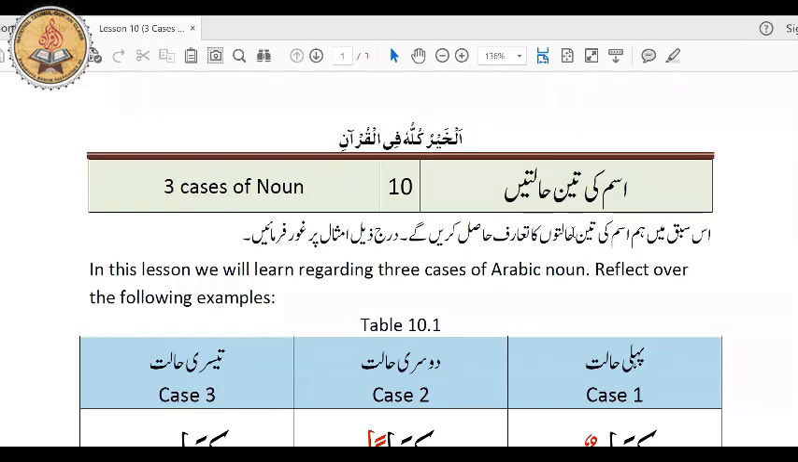Now, in the last class we covered lesson 9, and now this is lesson 10, and this is about 3 cases of noun.